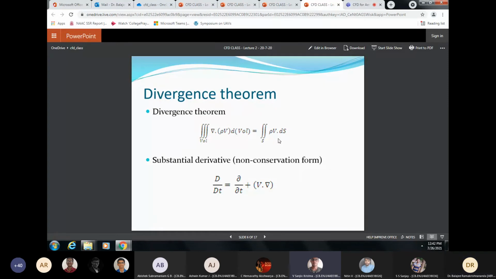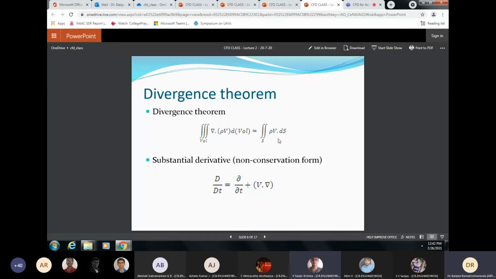Sanjeev, yeah. So V dot del will be U into dou by dou X of some function plus V into dou by dou Y of some function plus W into dou by dou Z of some function. So you take the function outside. It reads U dou by dou X plus V dou by dou Y plus W dou by dou Z. Am I right, Sanjeev? Yes, sir.